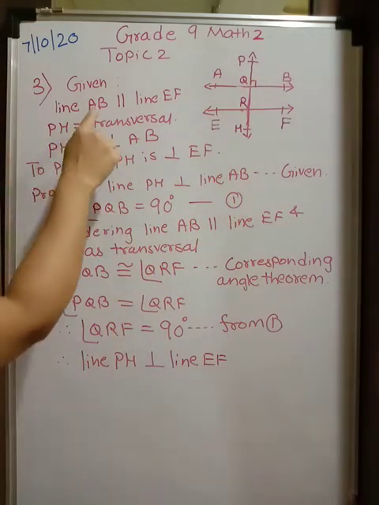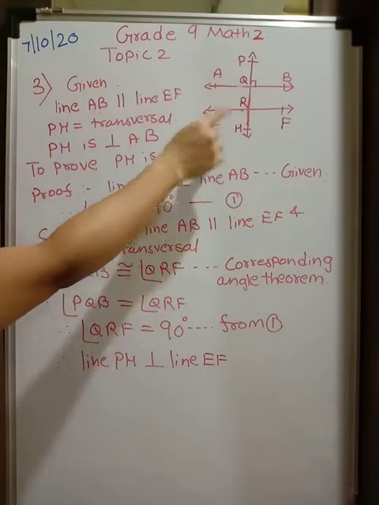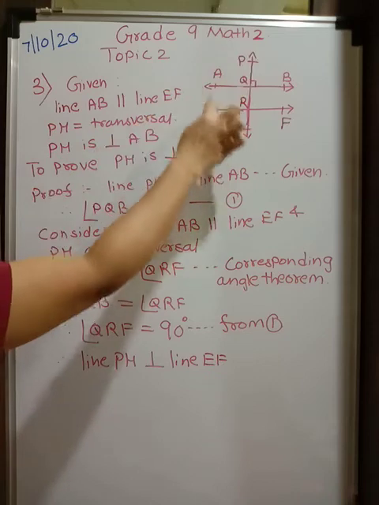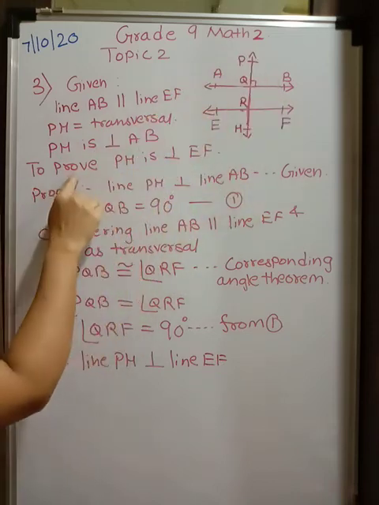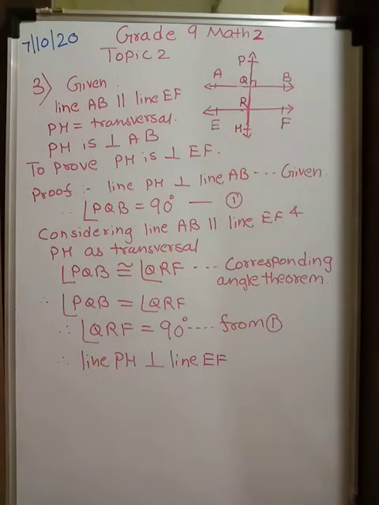So what is given? Line AB is parallel to EF is given. PH is a transversal and it is also given that PH is perpendicular to AB. What we have to prove? PH is perpendicular to EF. Now being perpendicular means making a 90-degree angle, that you all know. Alright. Now see, you may write the proof pausing the video. Just listen to the explanation first.